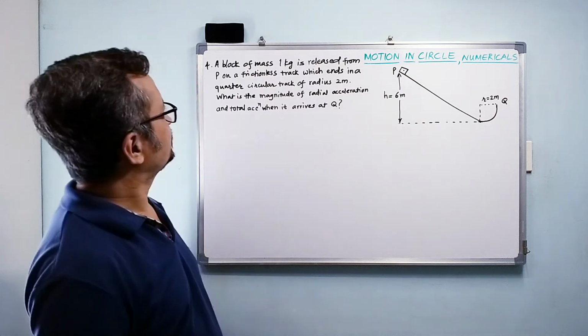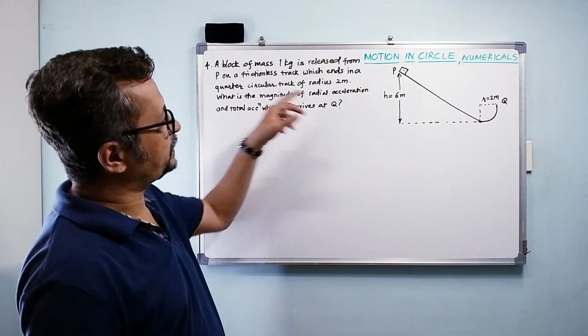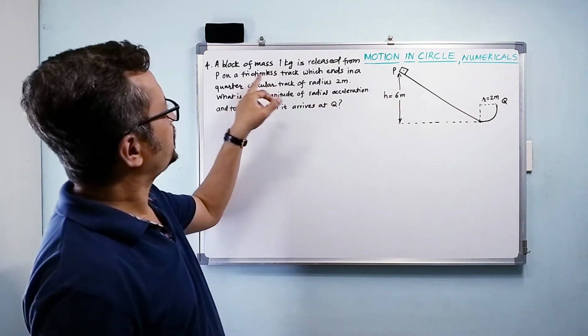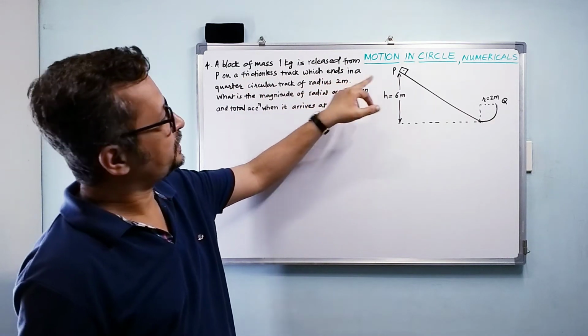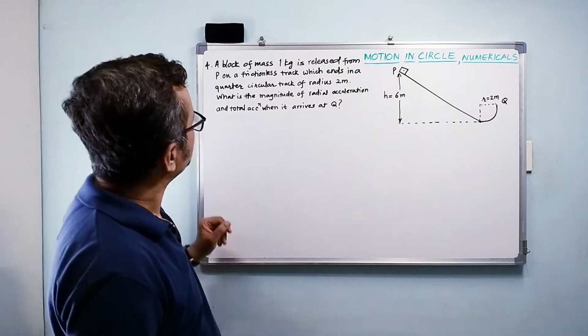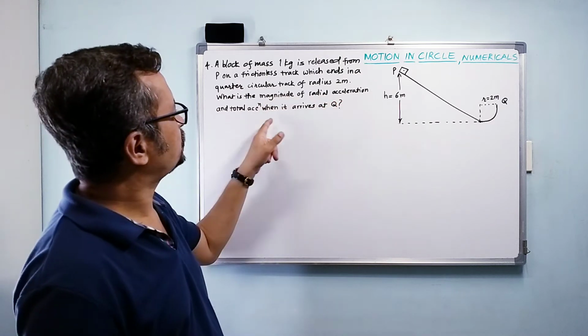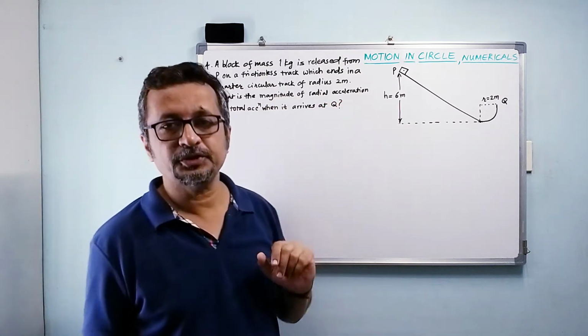So now a new problem. A block of mass 1 kg is released from point P on a frictionless track which ends in a quarter circular track of radius 2 meter. What is the magnitude of radial acceleration and total acceleration when it arrives at point Q?